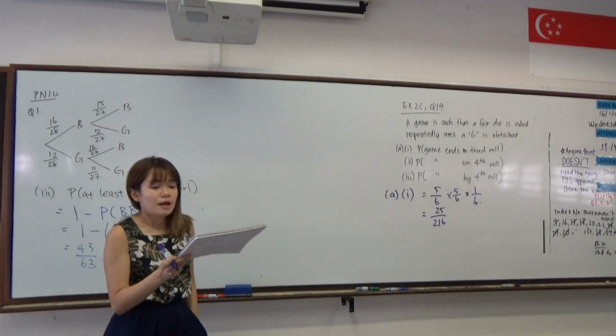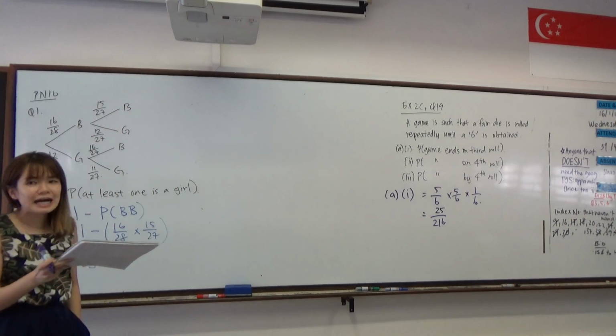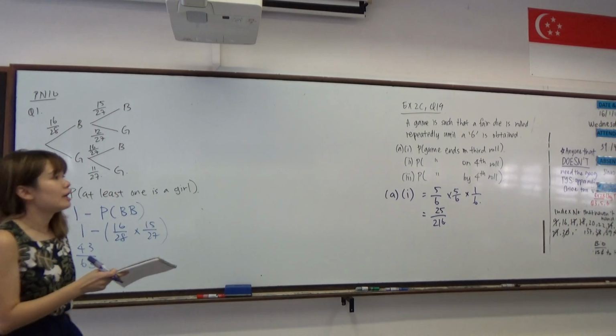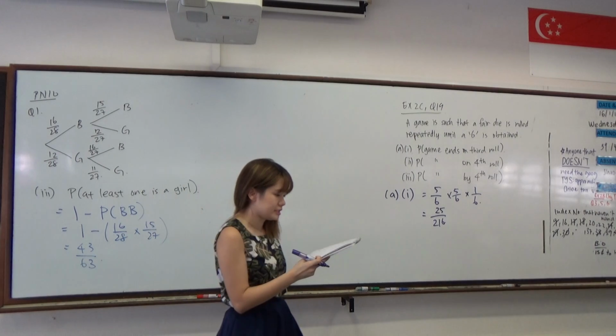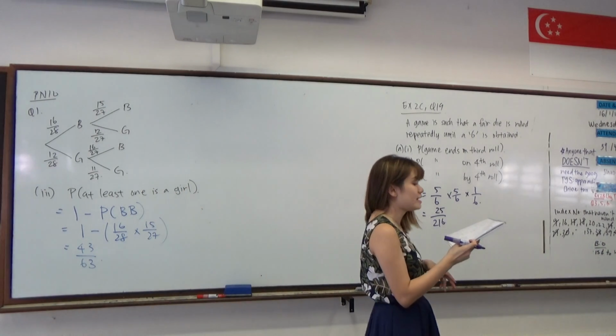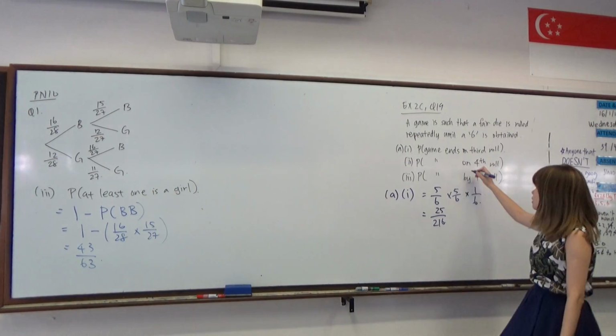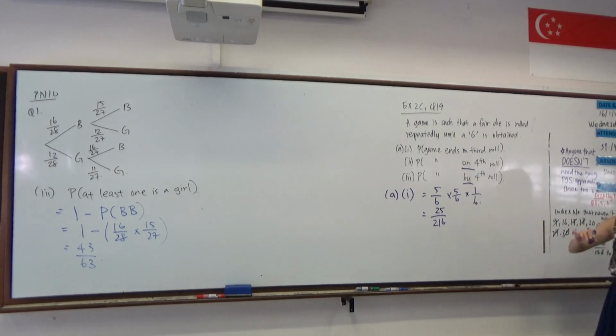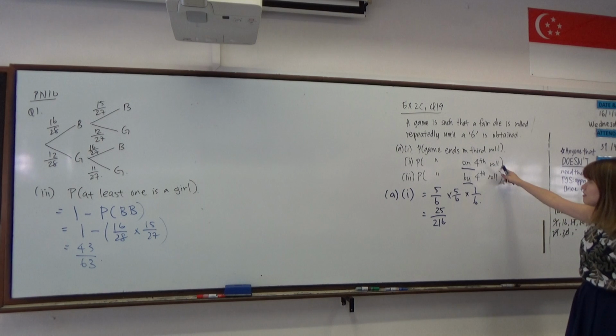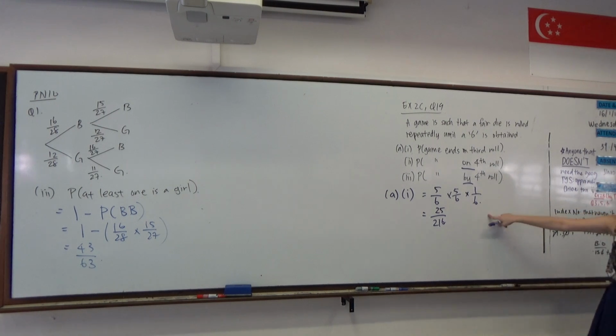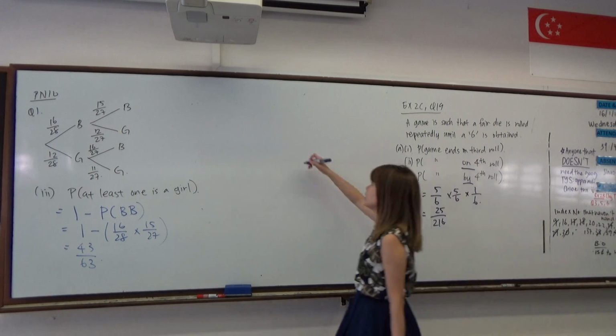Okay, and then after that in part 2 and 3 there is a difference. Part 2 is referring to ending on the 4th row, and then part 3 it is by the 4th row. So let's look at on the 4th row first. On the 4th row, that means it is similar to how we calculated in part 1, right?